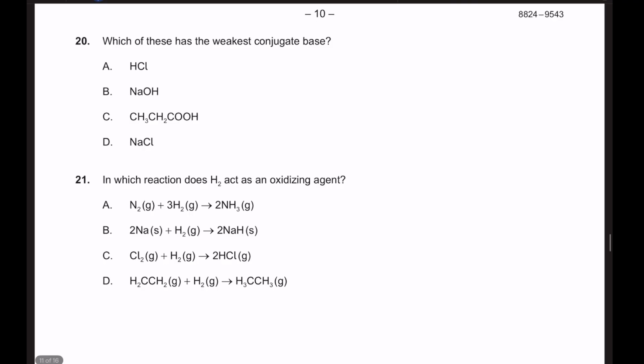Now the next one. Which of these has the weakest conjugate base? The strongest acid will have the weakest conjugate base. So it's HCl. NaOH is a base, CH3CH2COOH is a weak acid, so it will have the strongest conjugate base. And NaCl is a salt.